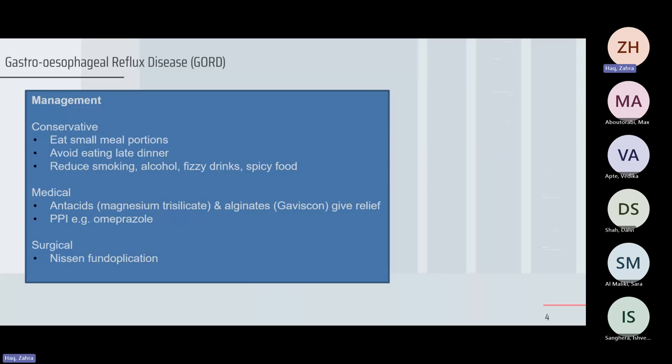In terms of the management of GORD, mostly it's conservative, so advising the patient towards improving their diet and avoiding things that may irritate the stomach, such as spicy food, alcohol, and smoking, and medical as well. So antacids and alginates, such as Gaviscon, which can also be purchased over the counter. Then other medications such as PPIs, such as omeprazole. In extreme cases, surgery can also be a resort, such as the Nissen fundoplication. This is when the stomach is used to wrap around the lower esophageal sphincter and create a tighter seal to prevent the acid contents from coming up into the esophagus.